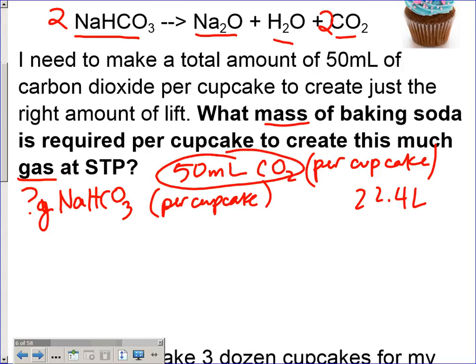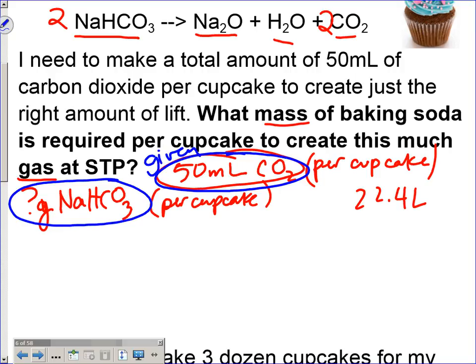So we have already our given information. You can read all this. You see it's a lot of information, but it's really not. It's only this: 50 milliliters of carbon dioxide is what I have that I want to get to. But my question is, how much of this do I need to actually cause this decomposition to make this much gas? So this is my given, and this is my unknown, or my question.